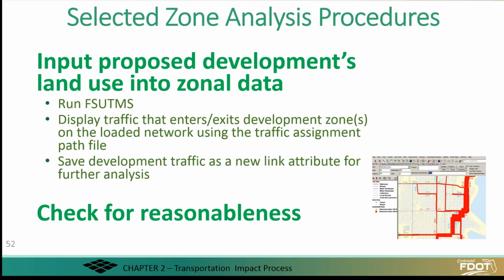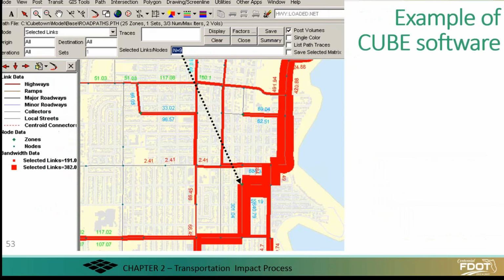So your highway network stores data and attributes, and one of those pieces of data is the volumes traveling on the network. You can also place the volumes specifically attributed to the development as a separate attribute on that network so that you can then compare where those trips are going, and then check for reasonableness.